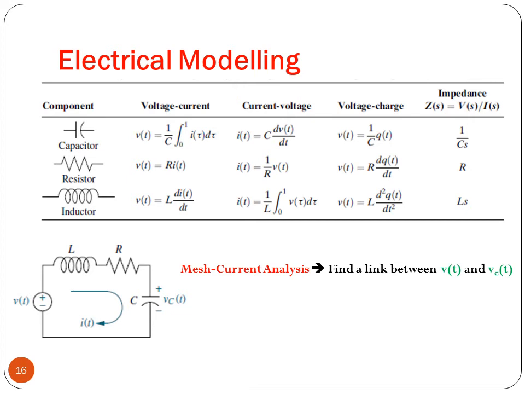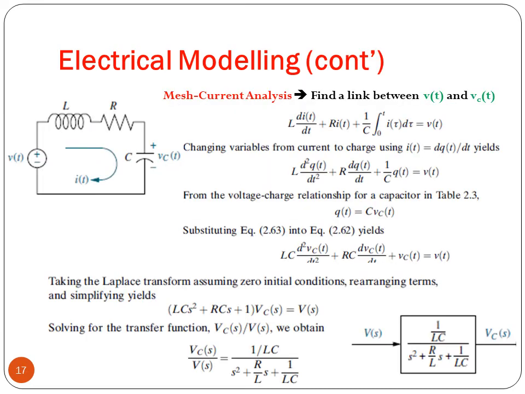At this level we can do the modeling using two main approaches, the mesh current or the node voltage approaches. So for example, in this example we want to calculate the transfer function between the output Vc of t as a function of the input V of t. So we want to find the link between both variables. Here are the complete calculations. First, we apply the mesh current. V of t equals L di over dt plus Ri plus 1 over C integral of i dt.